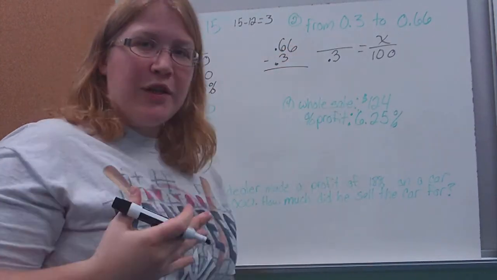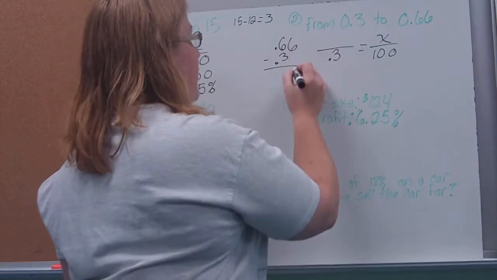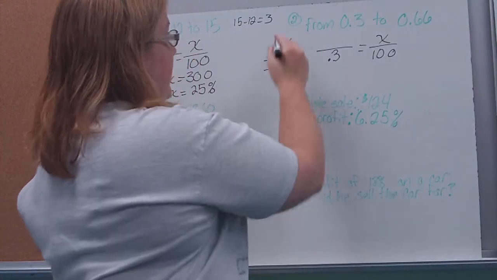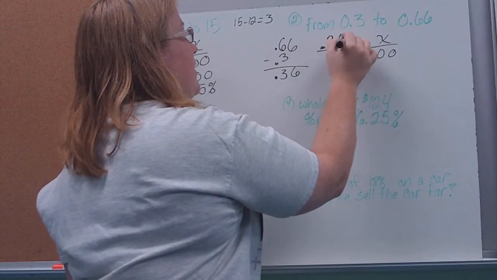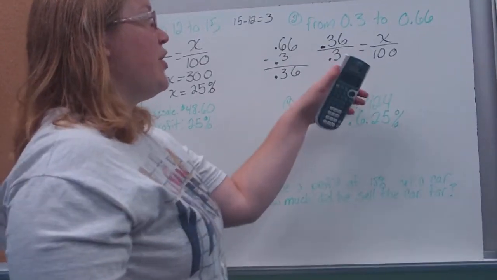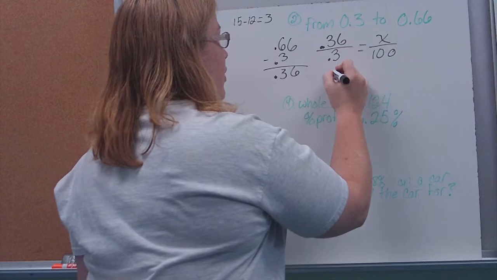So we need to subtract our two numbers to find the difference, or how much it went up. So 6 minus 0 is 6. 6 minus 3 is 3. Line up my decimals. 0.36 over my original, which is 0.3. Okay. So again, we're going to cross multiply.